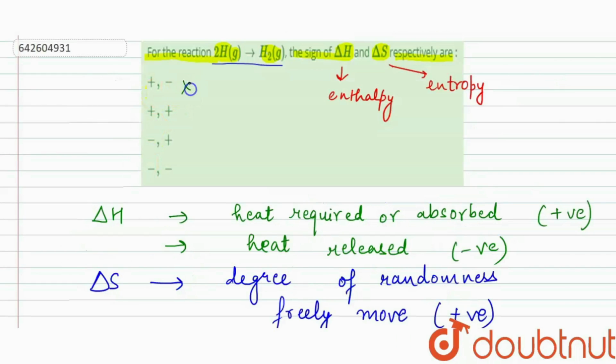So this one is incorrect, this is also incorrect, this is also incorrect. This one is correct, because we need both the values to be negative.